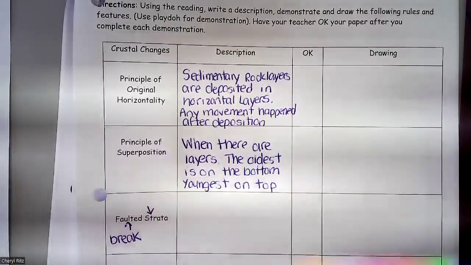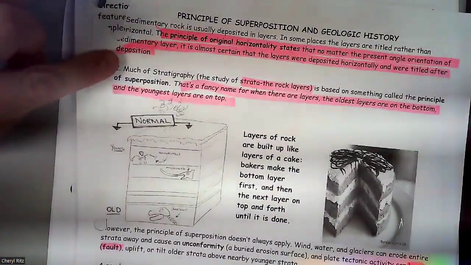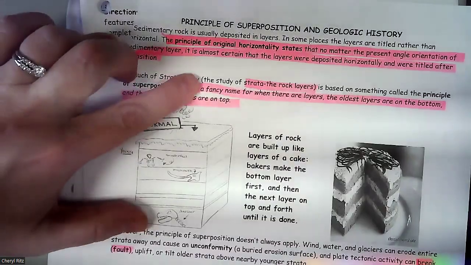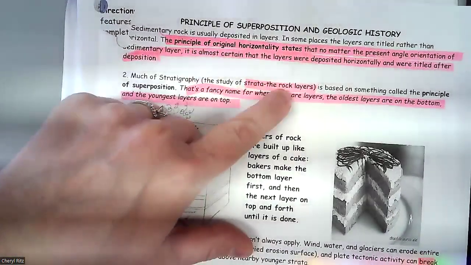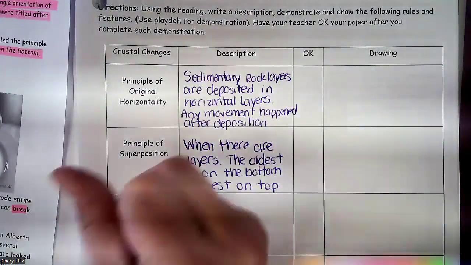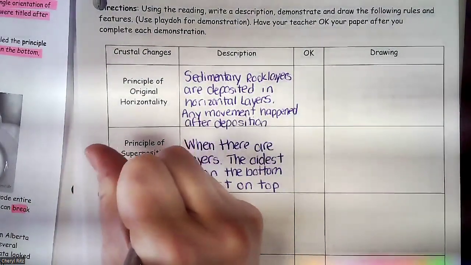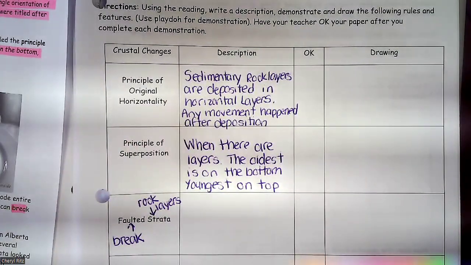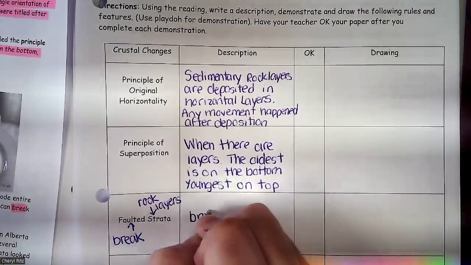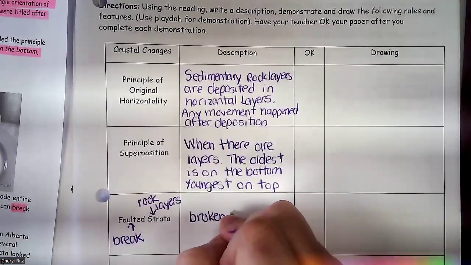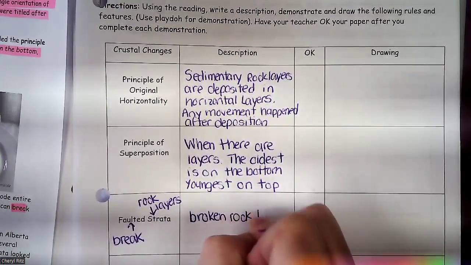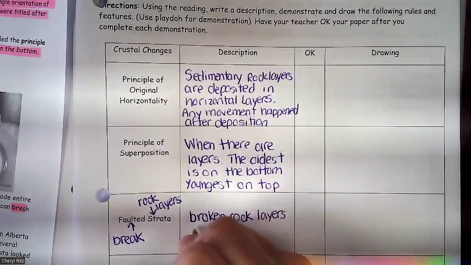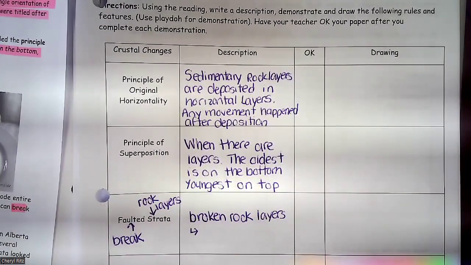Yep. And did you guys find the word strata? It's up at the top. Much of stratigraphy, which is the study of strata, the rock layers. So strata is rock layers. So what do you think faulted strata is? Broken rock layers. And just to add, what breaks rock layers? What did it say? Plate tectonics.